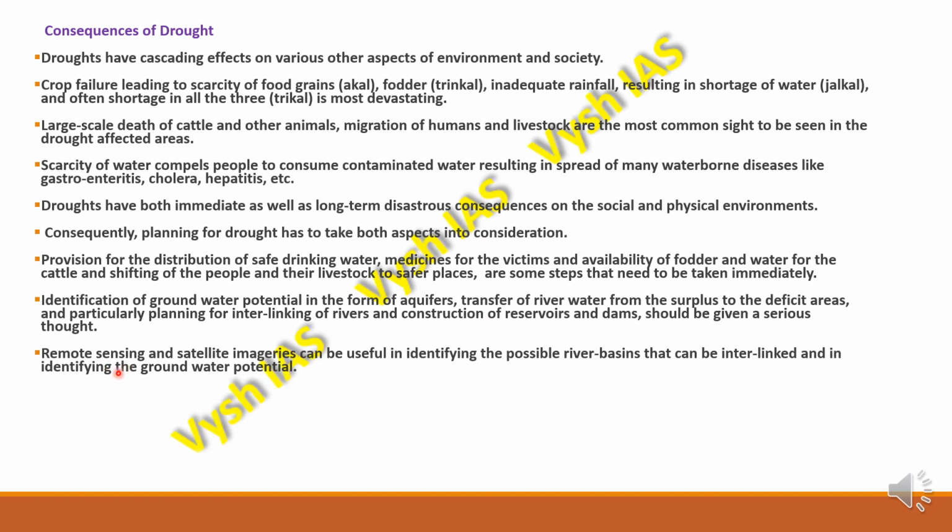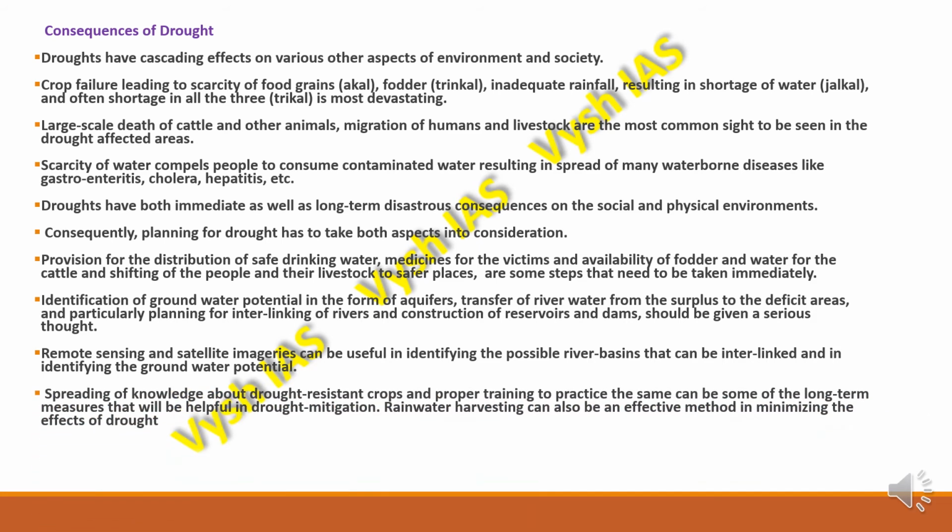Remote sensing and satellite imageries can also be used in identifying the possible river basins that can be interlinked and in identifying groundwater potential. Spreading knowledge about drought resistant crops, and proper training and practice, can be some of the long term measures that will help in drought mitigation. Rainwater harvesting can also be a very effective method in minimizing the effects of drought.